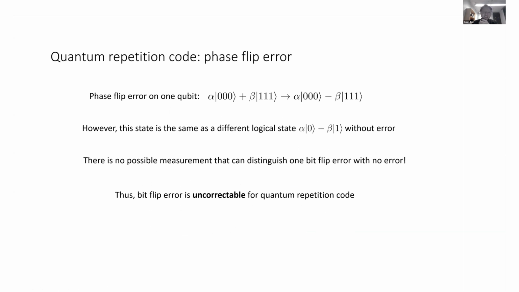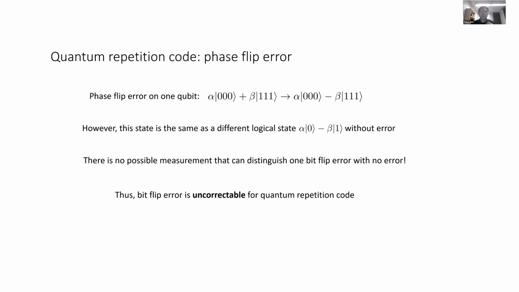Actually, it's not, because if you consider a phase flip error, then a phase flip error will actually kill the logical information. You cannot correct a phase flip error. To see why, consider a logical state that is alpha 000 plus beta 111, and you make a phase flip error on the first qubit.